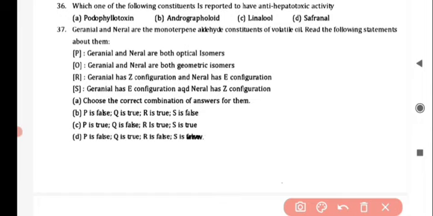Now choose the correct combination of answers for them. And the correct answer is option B, that is P is false, Q is true, R is true, and S is false.